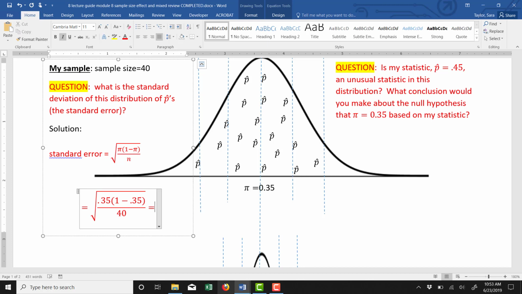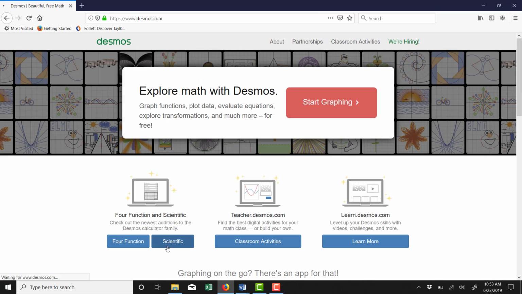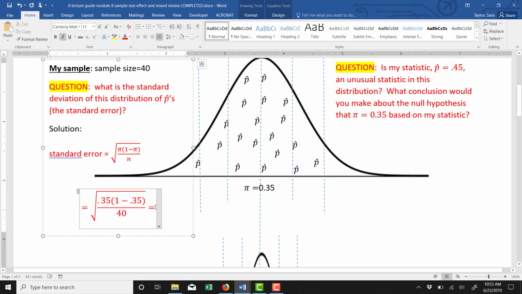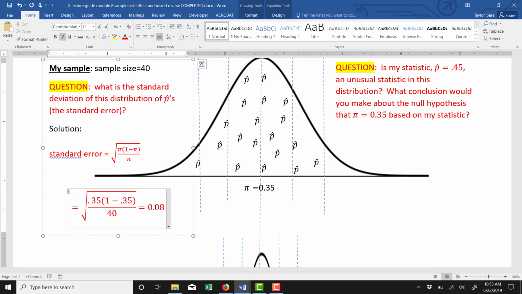Again, remember, you can use Desmos.com as a good calculator. In Desmos.com, I go to Scientific Calculator. I hit the square root button, and then the fraction button. In the numerator of the fraction, I have 0.35 parentheses 1 minus 0.35. In the denominator, I have 40. And I press enter. So I get a standard error of about 0.08. So my answer here for the standard error is 0.08.